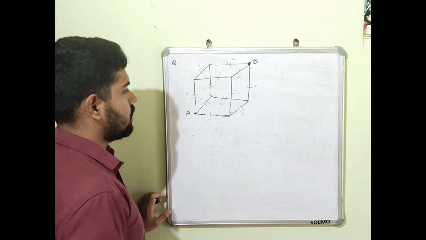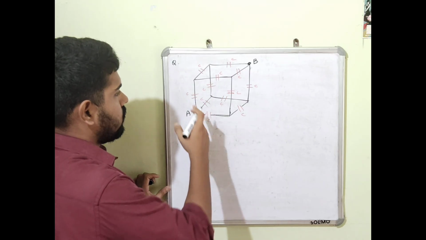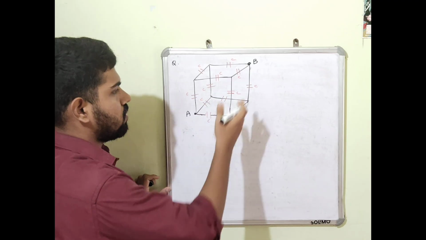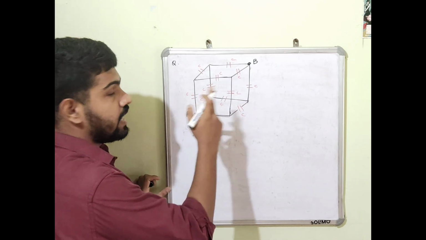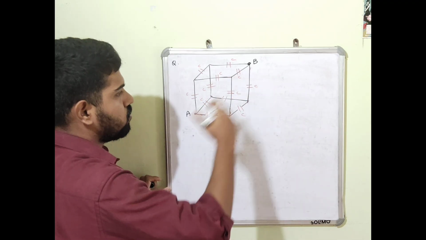Hi. So this is a problem related to capacitance. Here you can see a cube-like structure having 12 capacitors, one on each side, and their values of capacitance are all equal to C. We have to find the equivalent capacitance between these 2 points. These 2 points are just opposite corners.